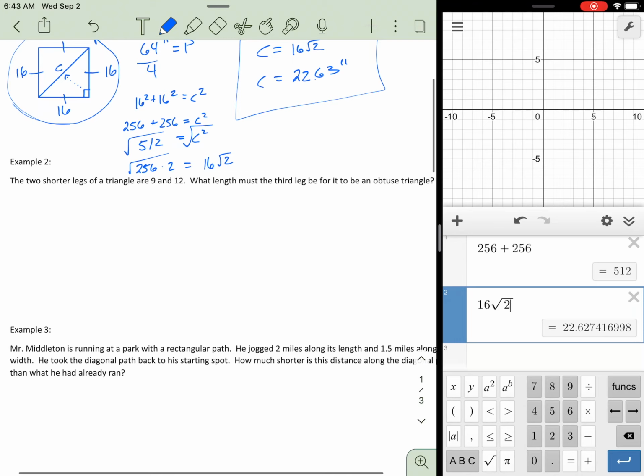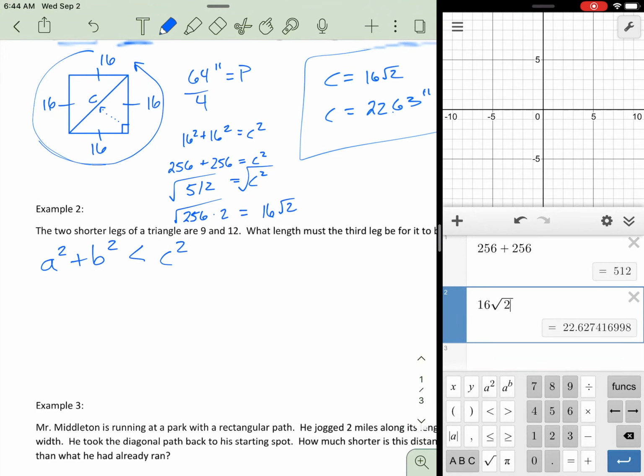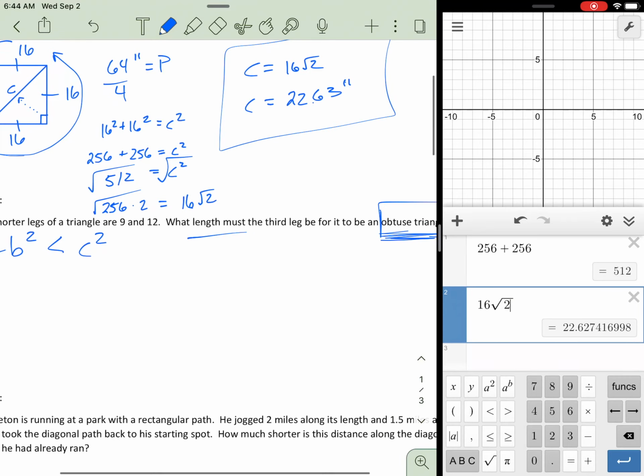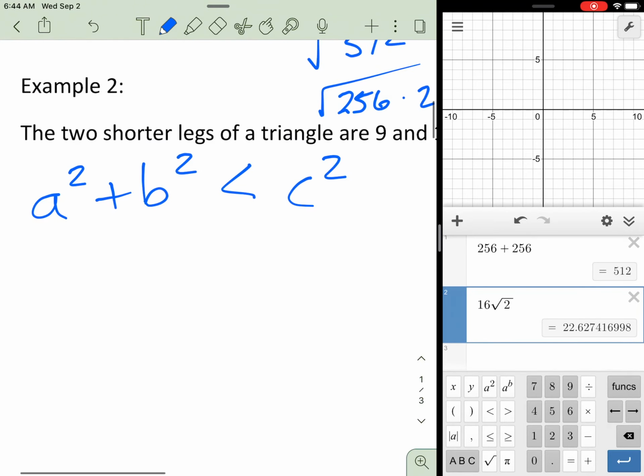Let's move on to number 2. Number 2 says the 2 shorter legs of a triangle are 9 and 12. What length must the third leg be for it to be an obtuse triangle? Here's the other theorem. How do we know that something is an obtuse triangle? Well, when the hypotenuse squared is bigger than the sum of the sides squared. So if the question is saying how long must it be, then this must be a true statement.